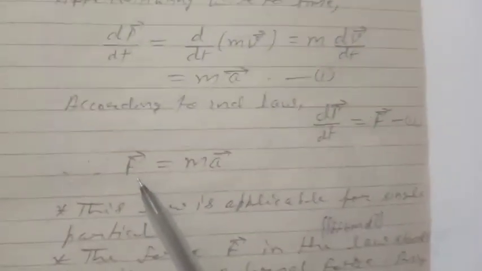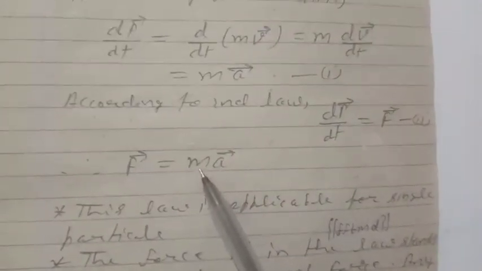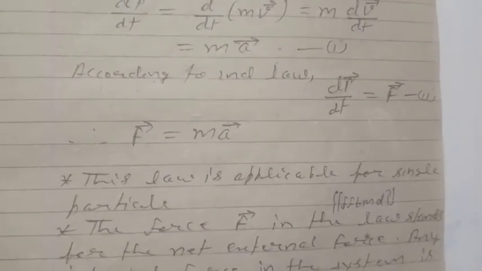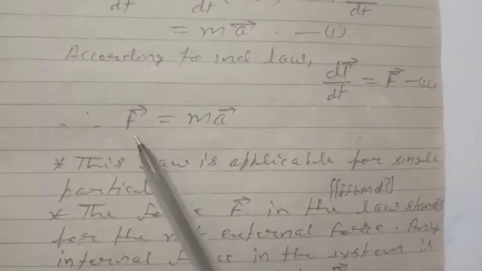Here F represents the applied force on the body or particle, m is the mass of the particle or body, and a is the acceleration acting on the body or particle. And this is the resultant force. This law is applicable for a single particle or single body system. It means that if there is a many-particle system, then that system will be considered at a single point, which is the center of mass, and then we apply the force for this condition.